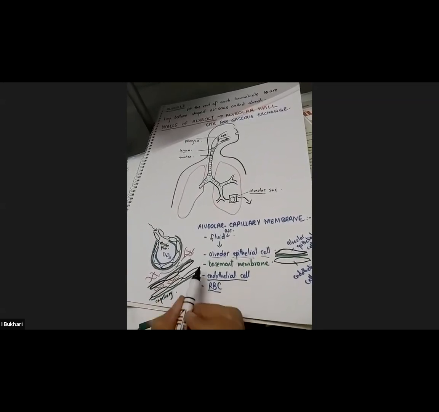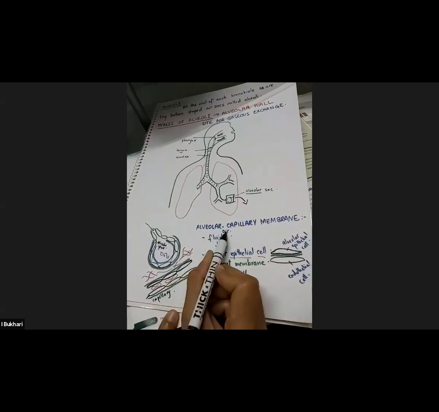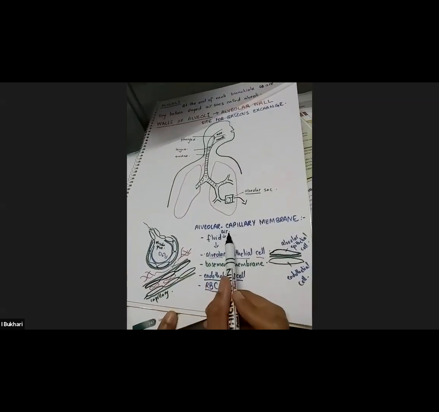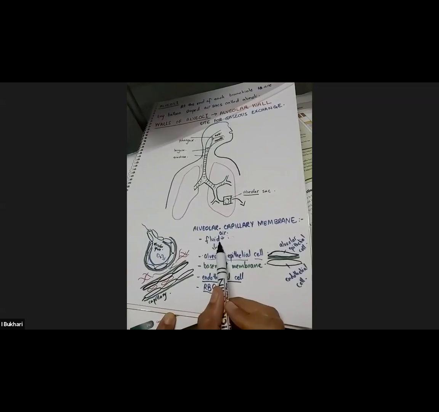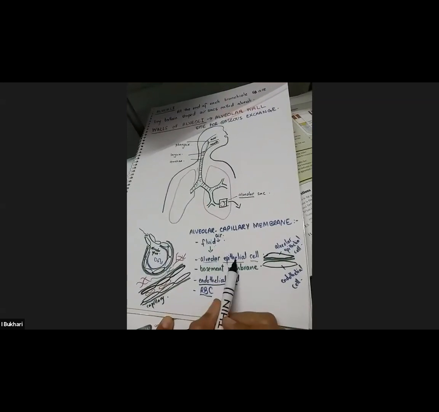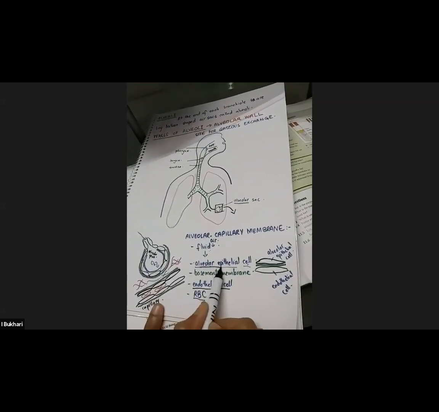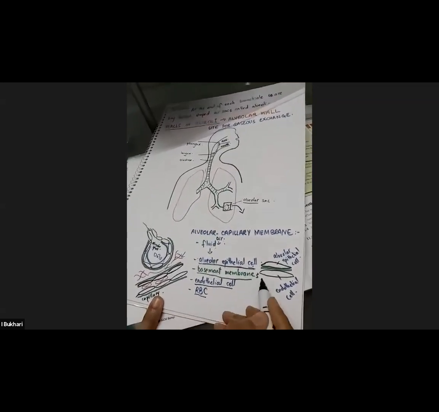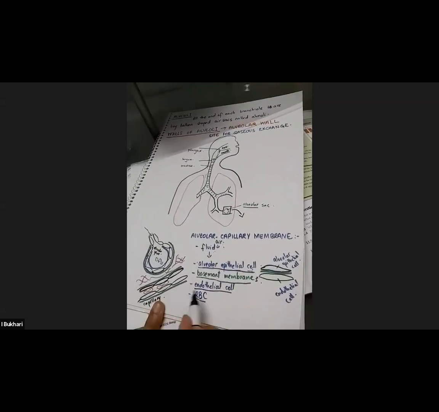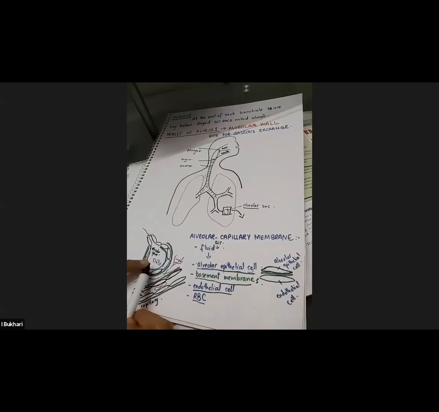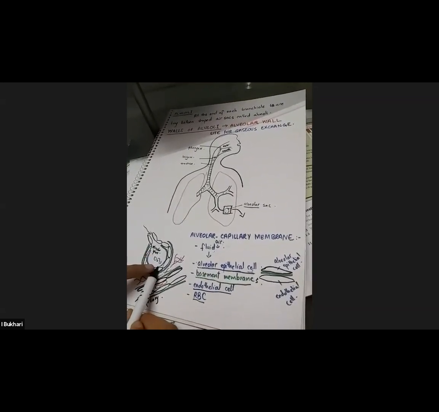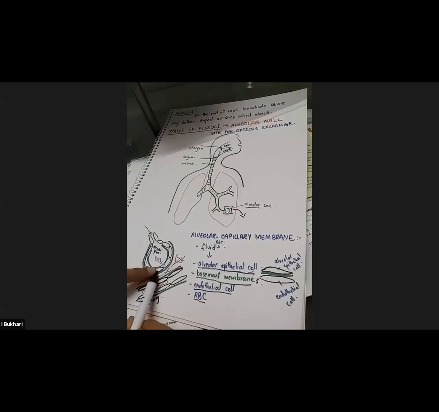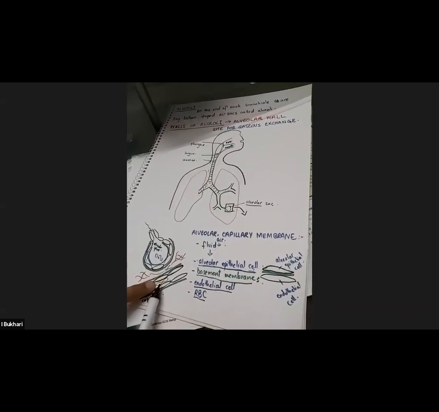So appreciate the sequence. Let's start from the air. It dissolves in the fluid, then passes through the alveolar epithelial cell, then the basement membranes, and then the endothelial cell. Can you appreciate the sequence? Air, film of moisture, alveolar epithelial cells, basement membranes, endothelial cell, red blood cell.